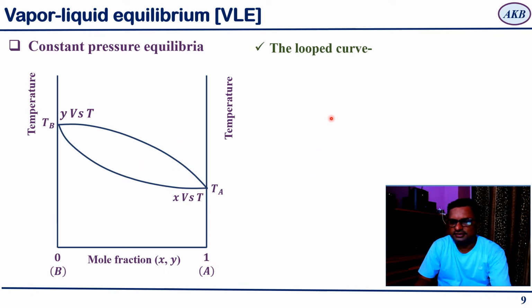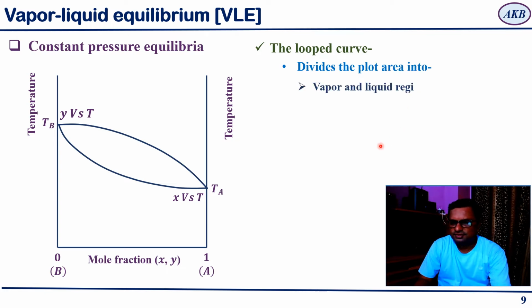The loop curve that is formed divides the plot area into two regions. Which are these two regions? Vapor and liquid regions. You can see the loop curve is dividing the plot area into two regions. One region is lying below the lower curve, while the other region is lying above the upper curve. That's why we are saying the loop curve divides the plot area into vapor and liquid regions.